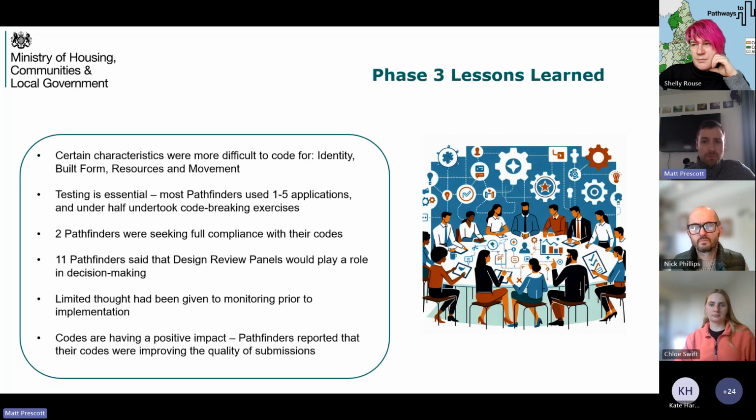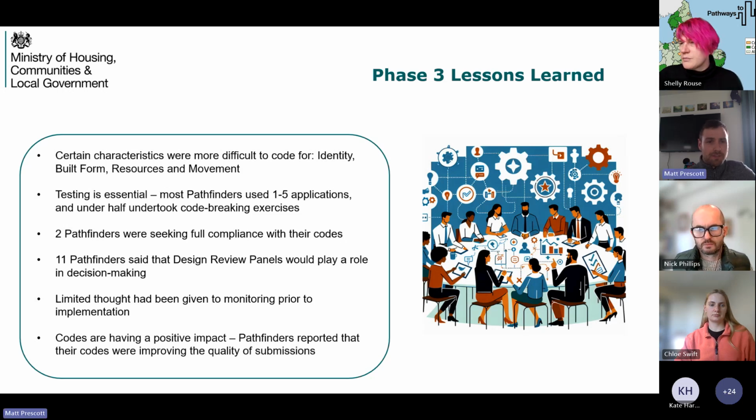In terms of the number of applications they were testing their codes against, most pathfinders tested codes against between 1 and 5 applications, and 8 of the 18 that we surveyed at the end of the program undertook a code breaking exercise. So ultimately, sort of testing the code to its limits, implying, I think, that more guidance is probably needed just to support authorities with adequately testing their codes during the preparation process.